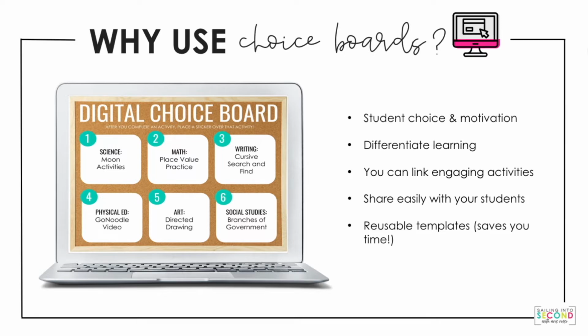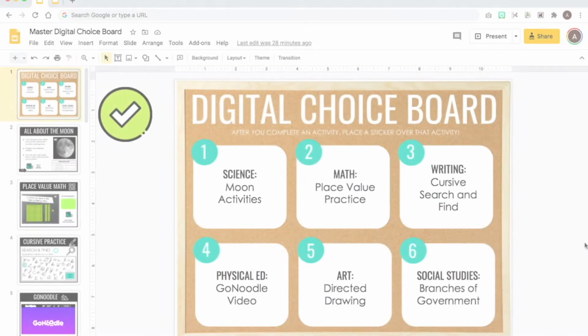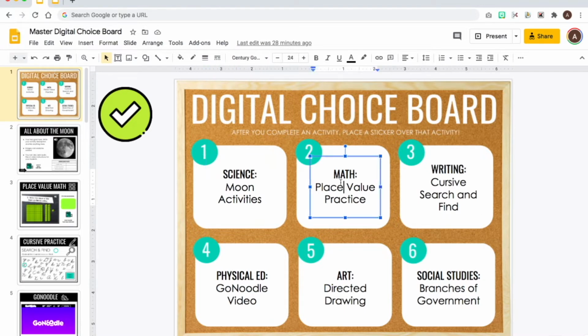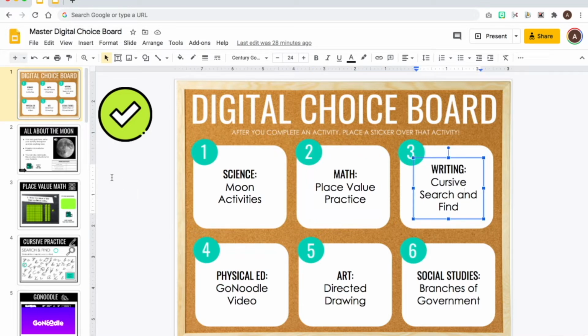We're going to go ahead and go over to our Google Slides template that you made a copy of. So you can see here that this is the example I showed you in the previous slide. It's a digital choice board that I created using a couple graphics and text boxes. I created 6 of them, and I'm going to show you how we're going to type into each box and link it to different slides in the slideshow.